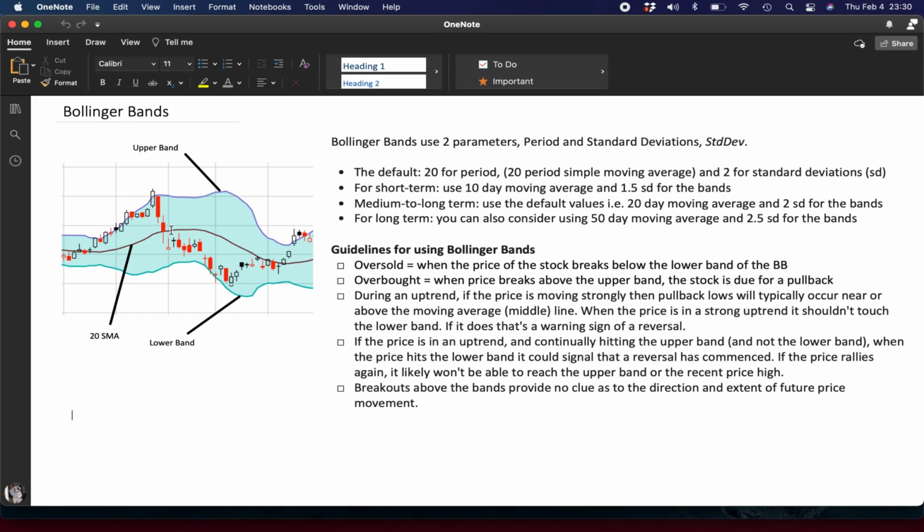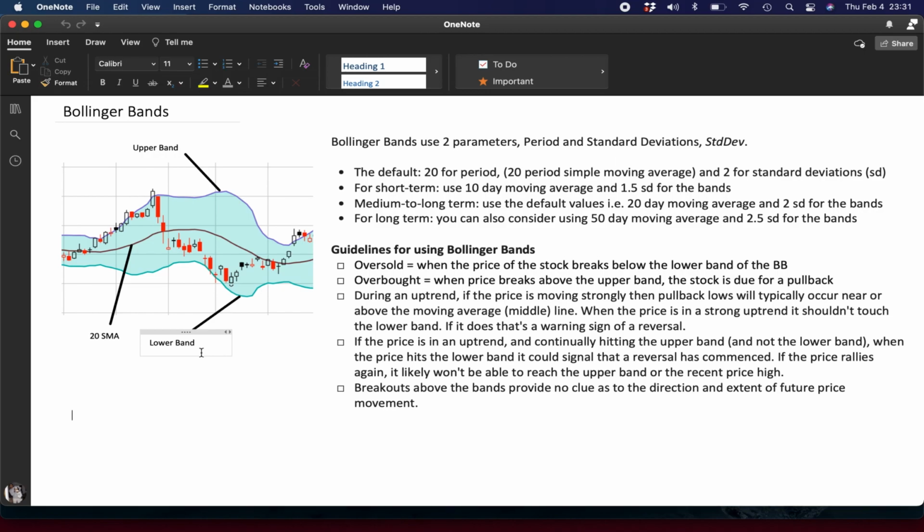When the price is in a strong uptrend, it should not touch the lower band. If it does, it's a warning sign of a potential reversal. Again, this is useful for spotting trend reversals. So if the price is in an uptrend and continuously hitting the upper bands and not the lower bands, when the price hits the lower band, it could signal that a reversal has commenced. Now, if the price rallies again, it likely won't be able to reach the upper band or the recent price high. Again, this is just a guideline. It does not have to work all the time.